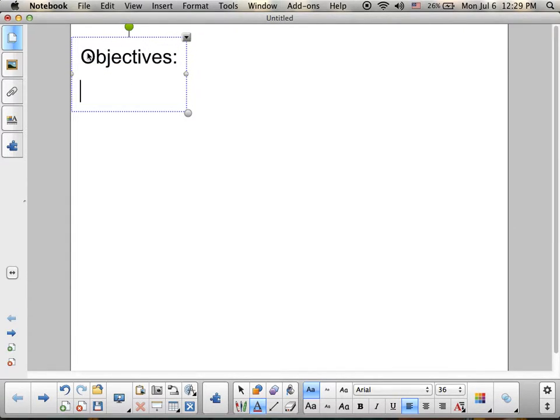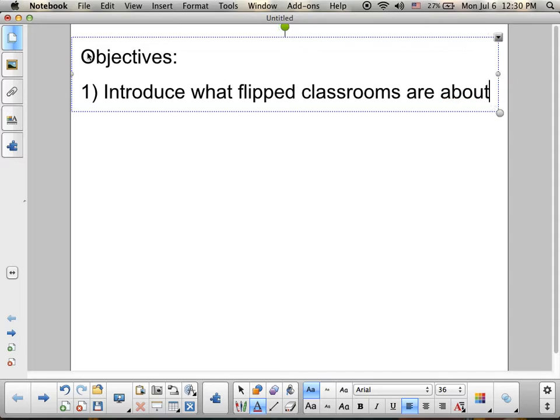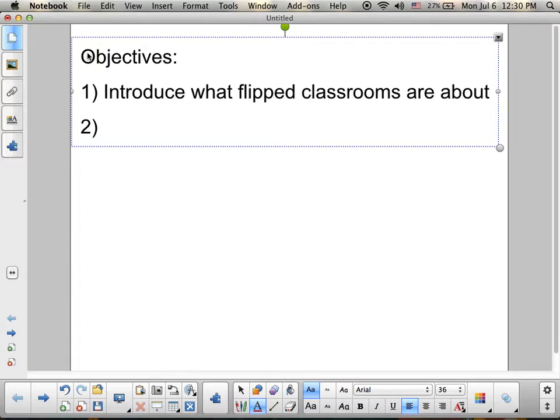We've got three objectives today. The first one is to introduce what flipped classrooms are all about. It would help if I could spell, I'm sure. Once we learn how you can take advantage of these flipped lessons that I'm putting together, we're going to start talking about how we're going to write up labs.